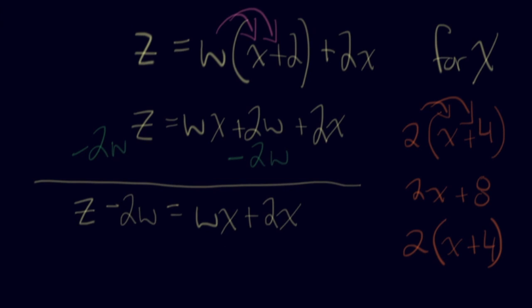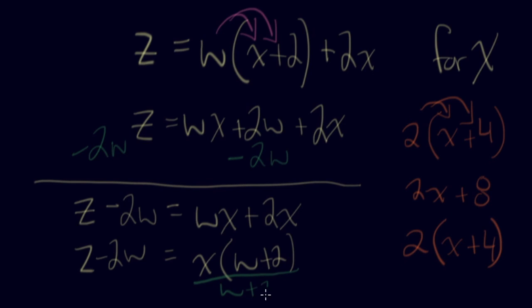Okay, so I want to do that process here, but with my x. So I'm going to factor out my x. And if I factor out my x, what's left is w plus 2. And don't forget this still, of course, equals z minus 2w. And now I want to get my x all by myself. So how can we do that? I'm going to divide both sides by w plus 2.